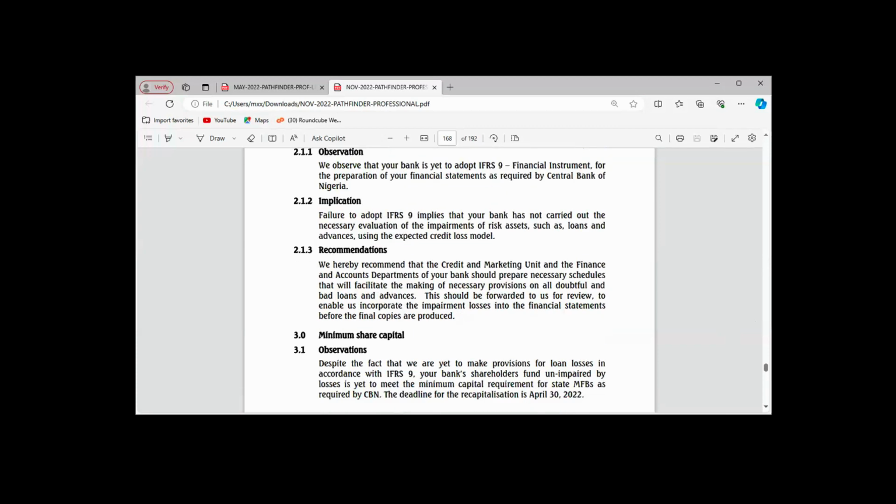And then the recommendation is that the credit and marketing unit and finance and account department of the bank should prepare necessary schedules that will facilitate the making of necessary provisions on all doubtful and bad loans and advances. This should be forwarded to us for review to enable us to incorporate the impairment losses into the financial statements before the final copies are produced. That is it. So now, before you are able to answer this question, you need to understand IFRS 9, which is impairment of financial assets.